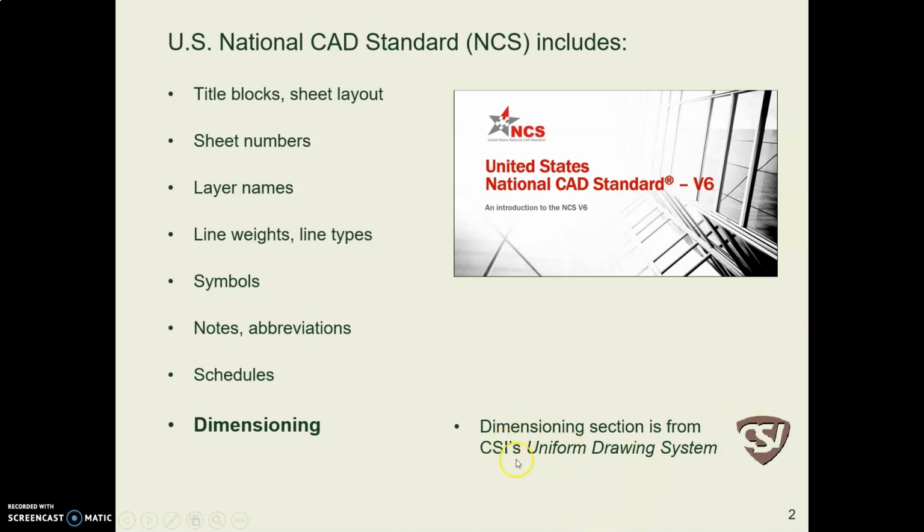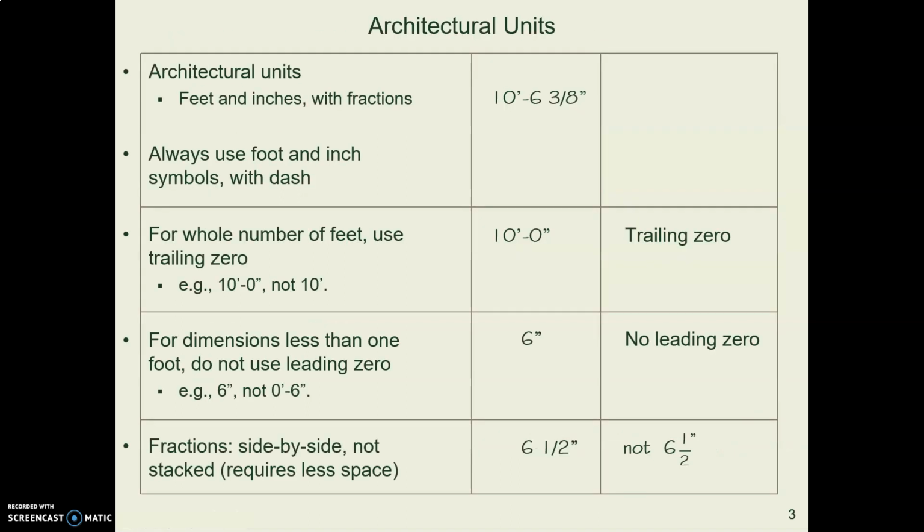Actually, dimensioning comes from CSI, the Construction Specifiers Institute. First of all, how do you write numbers in your dimensions? And there's a certain way we have to do it. First of all, we always write feet and inches, and we have a foot mark and an inch mark. And if it's less than an inch, we use a fraction.